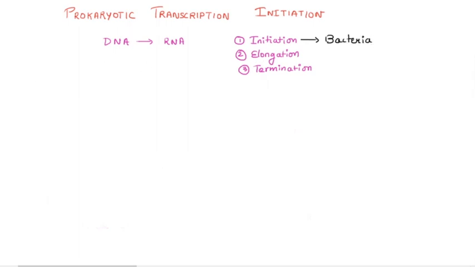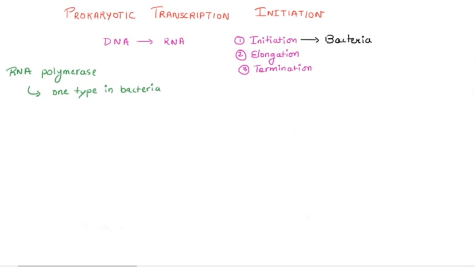Before we move into the initiation process, first we need to know that the whole process of transcription is mediated by an enzyme called the RNA polymerase. Now, there are different kinds of RNA polymerase, but in bacteria or in prokaryotes, there is only one type. Whereas in eukaryotes, there are different kinds of RNA polymerases, like RNA polymerase 1, 2, 3, 4, 5, and so on. But in bacteria, there is only one kind of RNA polymerase.